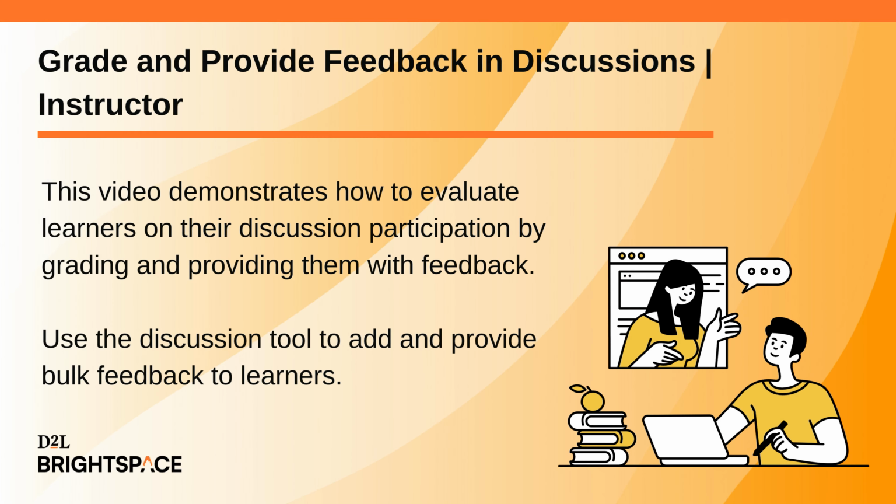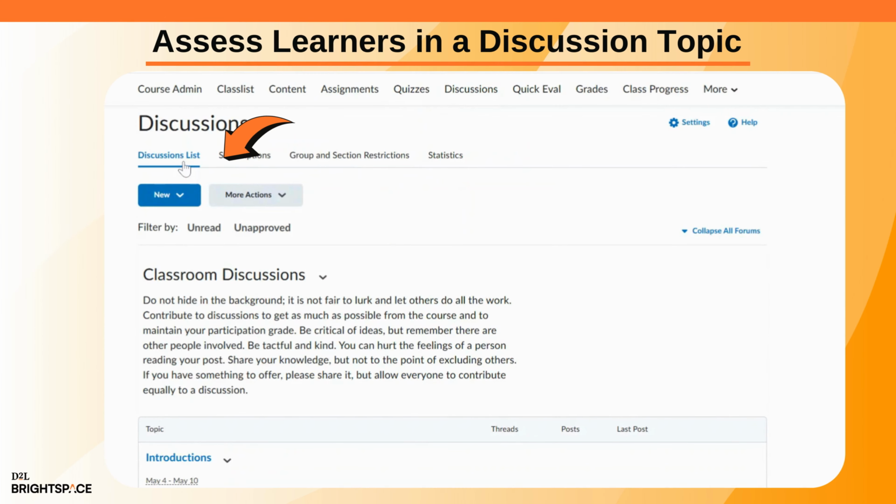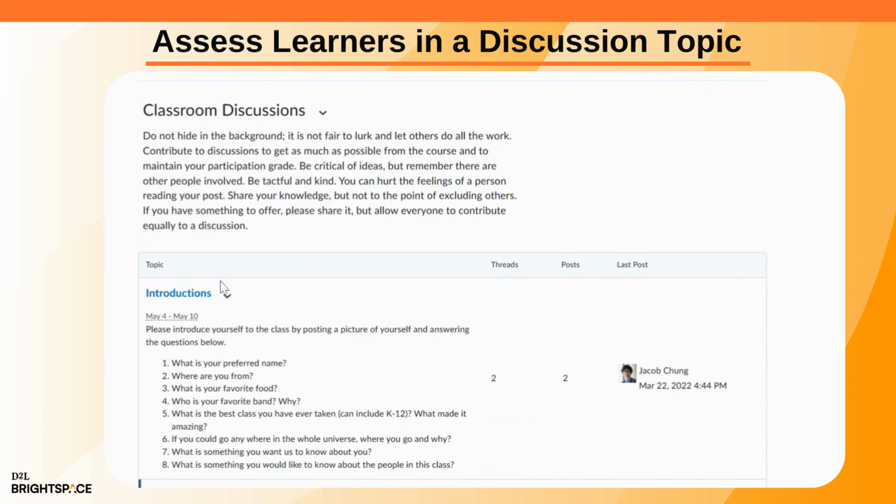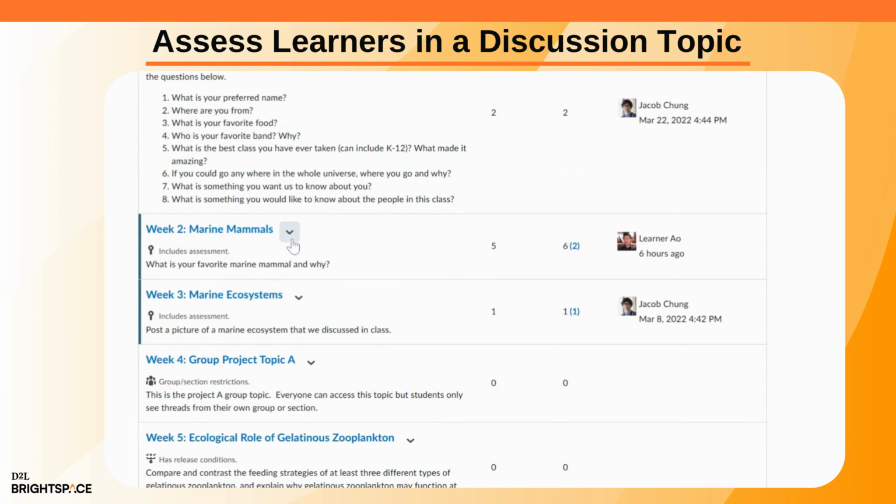This video demonstrates how to evaluate learners on their discussion participation by grading and providing them with feedback using the Discussions tool. Use the Discussion tool to add and provide bulk feedback to learners. On the Discussion List tab, click the drop-down menu of the topic you want to grade and select Assess Topic.